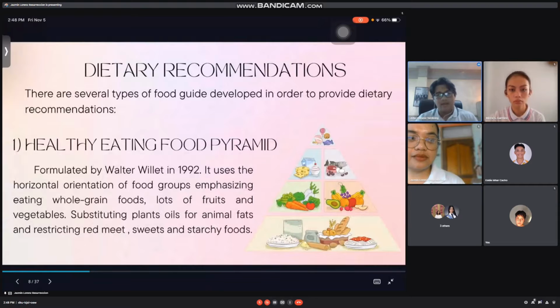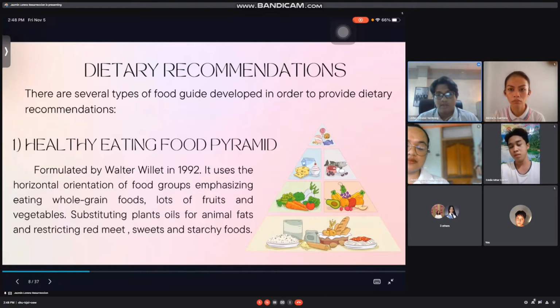So, dietary recommendations. There are several types of food guide development in order to provide dietary recommendations. So, dietary recommendations are important to know because we need a balanced diet in order for the human body to function properly and lead a healthy life. Miss Alvarado, would you like to read this part?